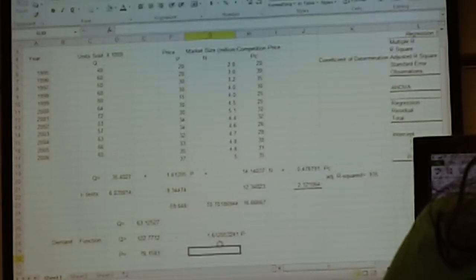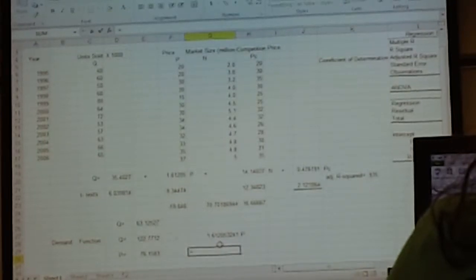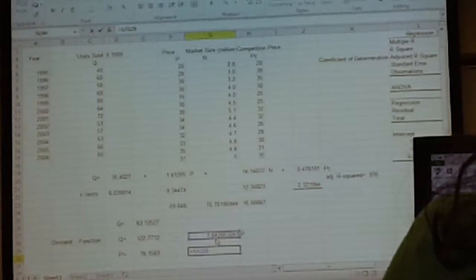I hope you're getting this. The coefficient of Q is 1, so it would have to equal 1 divided by... Right? That's Q.